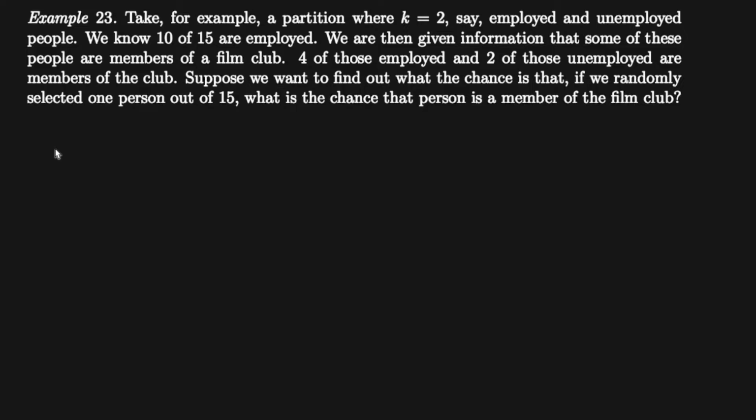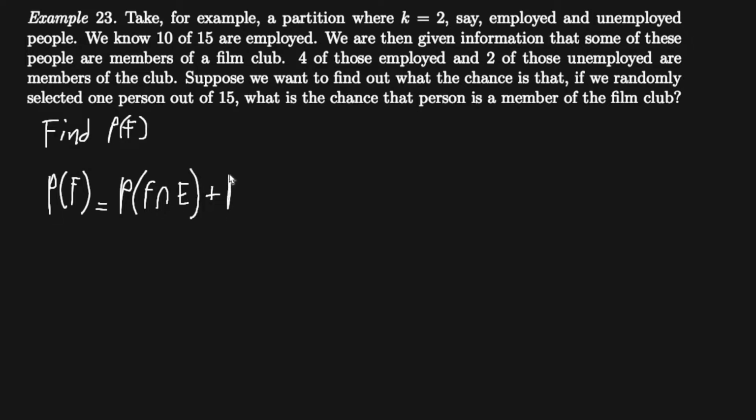Suppose we want to find out what the chance is that if we randomly selected one person out of 15, the person is a member of the film club. This is to find the probability of F. Now we have to see that the probability of F is equal to the probability of F and E plus the probability of F and E complement, which is given.